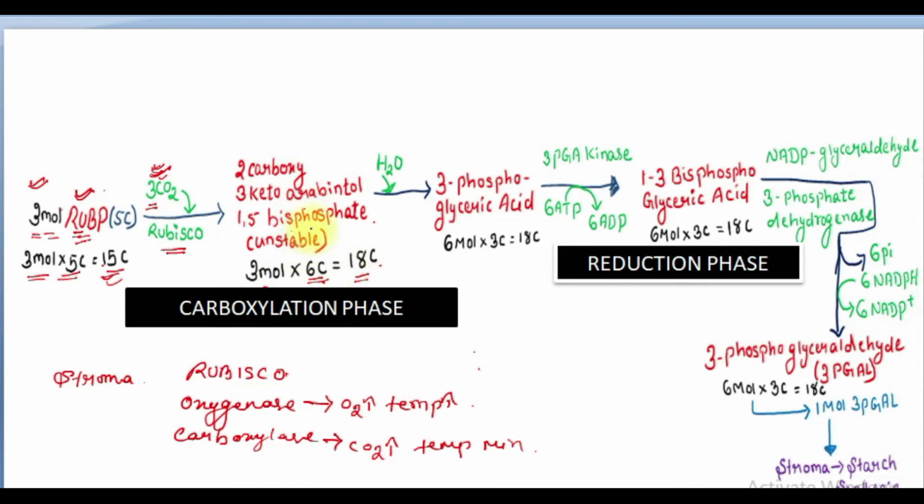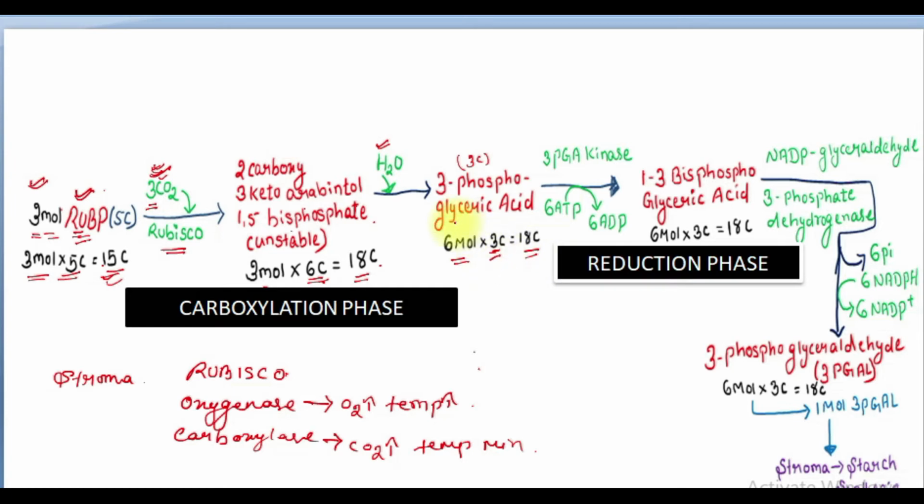But this is an unstable compound. For stabilizing the compound we need H2O. Here H2O is utilized to make this compound stable. The first stable compound is 3-phosphoglyceric acid. This is a 3 carbon containing compound. That is the reason this cycle is known as C3 cycle. As this is a 3 carbon containing compound, for balancing the equation we need here 6 molecules of 3 carbon containing compound, so that we will get here 18 carbon.